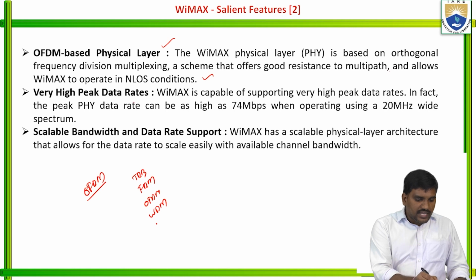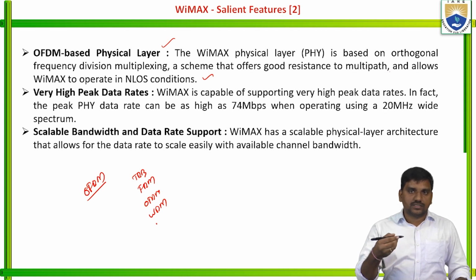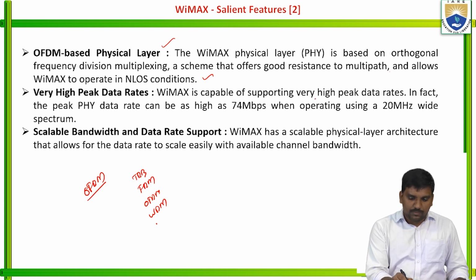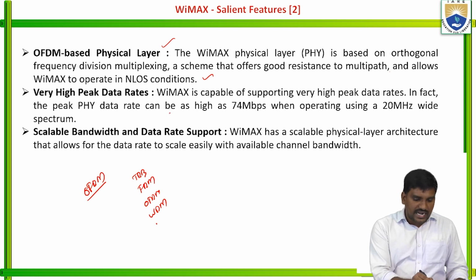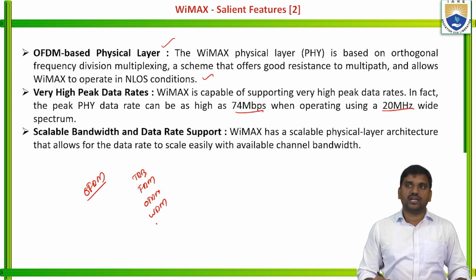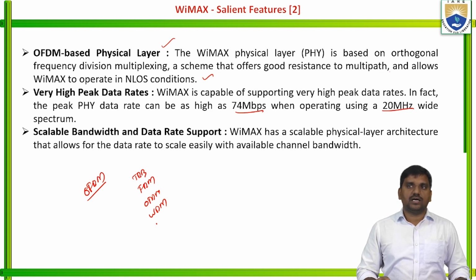Next, very high peak data rates. The communication sometimes depends on data rates also. WiMAX is capable of supporting very high peak data rates. In fact, the peak physical data rate can be as high as 74 Mbps when operating using a 20 MHz wide spectrum. The speed is predefined as applicable for 74 megabits per second.